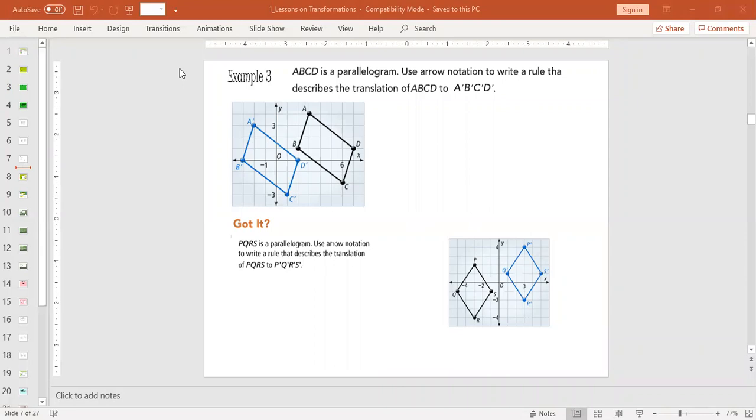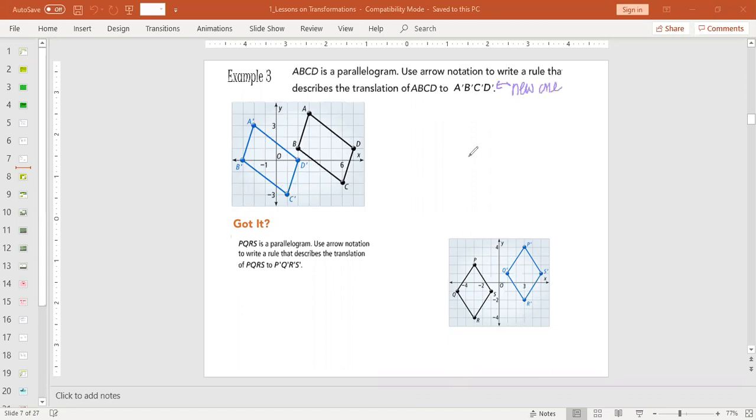It says rectangle ABCD is a parallelogram. Use arrow notation to write a rule that describes the translation of ABCD to A prime, B prime, C prime, D prime. So basically what happened is we went from the black parallelogram ABCD to the blue one, A prime, B prime, C prime, and D prime. The little prime symbol means that this is the new one, the new image.